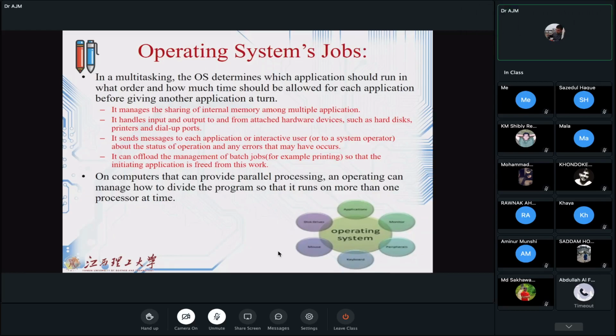It can offload the management of backup, so that the initiating application is freed from this work. And on a computer that can provide parallel processing, the operating system can manage how to divide the program so that it runs on more than one processor at a time.